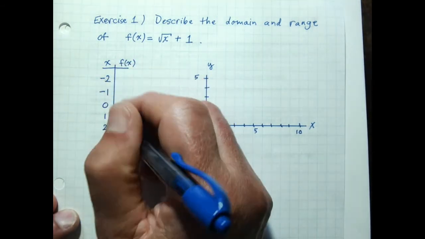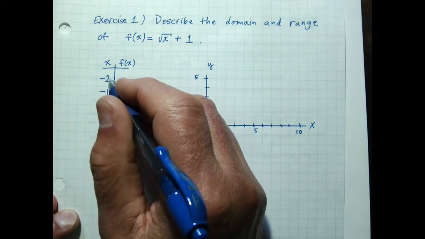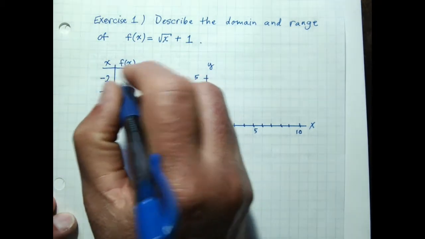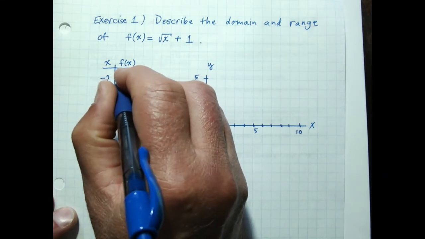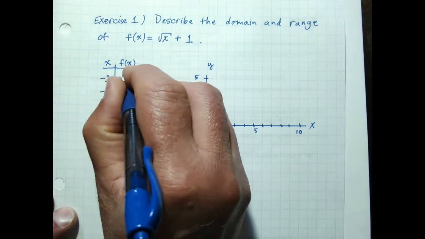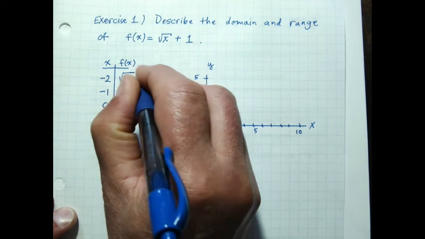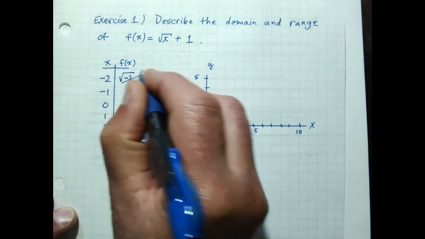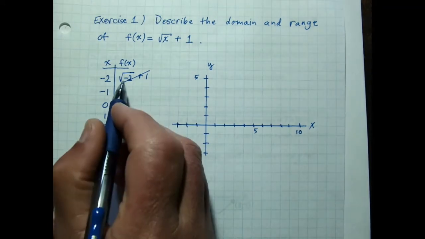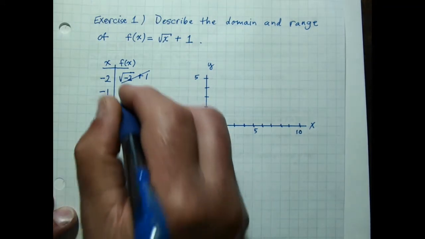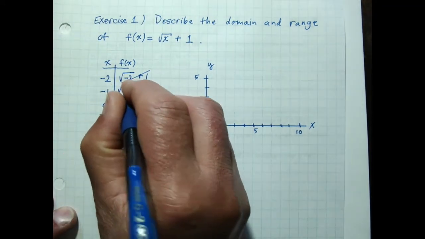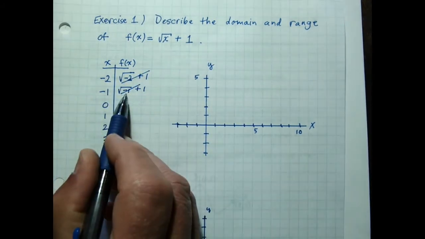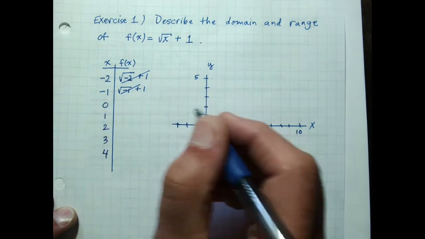And I already set up a table of values. I'm just going to plug in some x values to get some points to plot. If I plug in negative 2, I'm trying to take the square root of negative 2 plus 1, but I can't take the square root of negative 2, right? Because that's not a real number, so there's no point to plot. Square root of negative 1 plus 1, I have the same problem. I can't take the square root of negative 1.